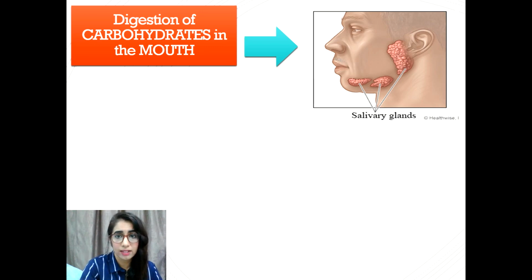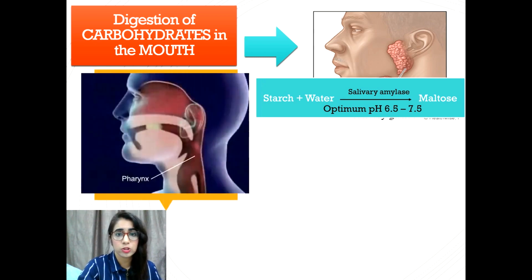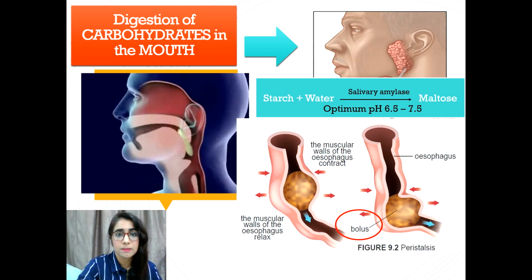Now, the saliva contains salivary amylase, a type of enzyme that hydrolyzes starch into maltose. Hydrolysis, breakdown. Remember hydrolysis, addition of water to break down molecules. So saliva helps food to form bolus and makes it easier to be swallowed. You can see there the bolus.